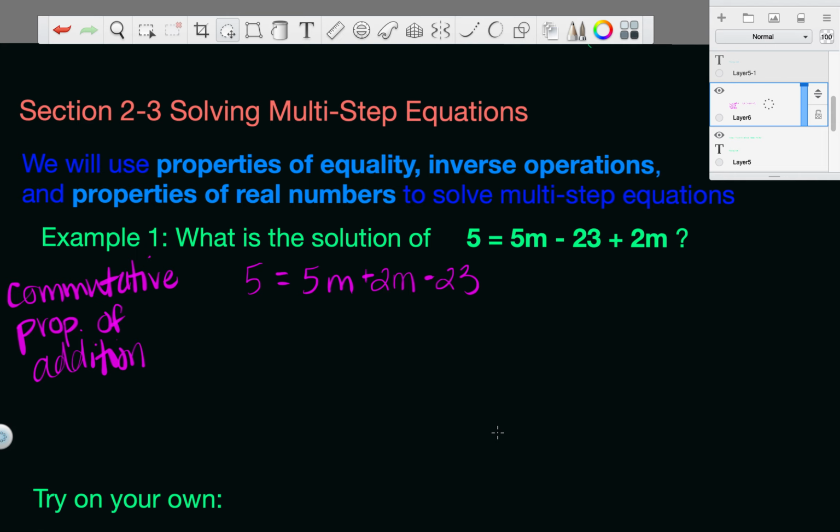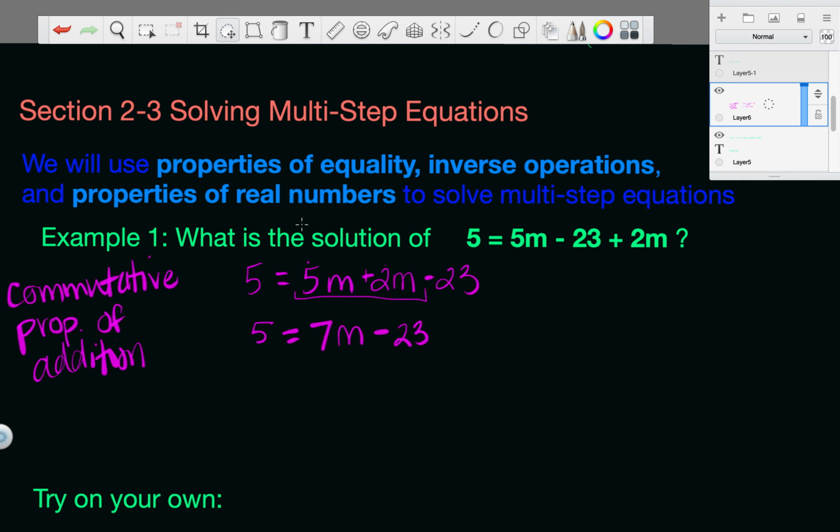So now I have these two terms written next to each other and I want to combine like terms. So that's my next step. I'm combining like terms. The way that I do that is I keep my variable the same and I just add the coefficients. So I'm doing 5 plus 2, which is 7m, and then I'm rewriting this minus 23. Now I'm down to a two-step equation, which we did in section 2 too.